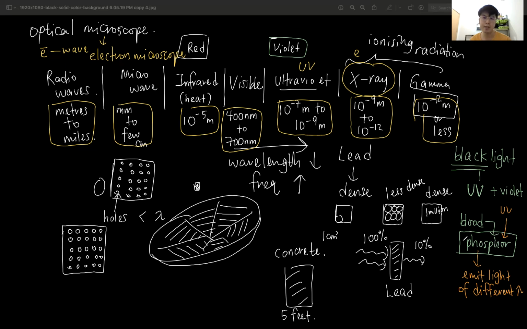The fluorescence effect, like the one in the CRO, the one in the fluorescent lamp. Okay, all this is because of the phosphor. It absorbs the UV, absorbs the wavelength, and then emits again. But this time they emit another wavelength. Okay, so these are a few applications of the EM waves, the UV, X-ray, and the gamma rays. You can just read up from your notes or text.